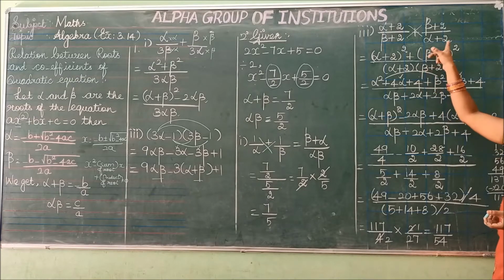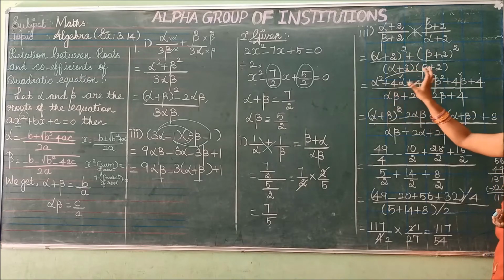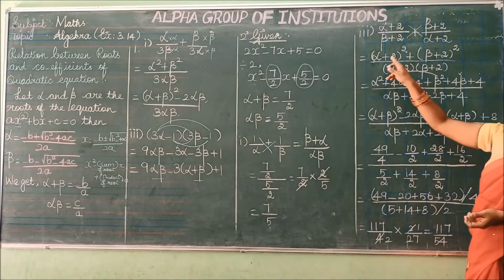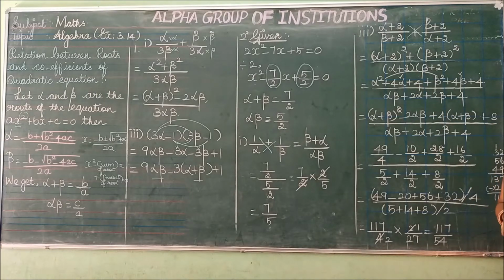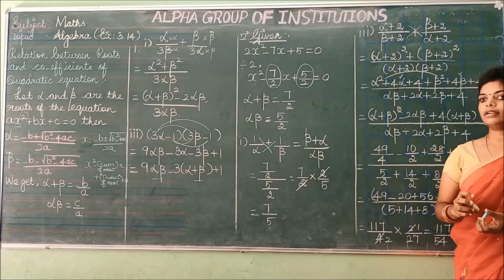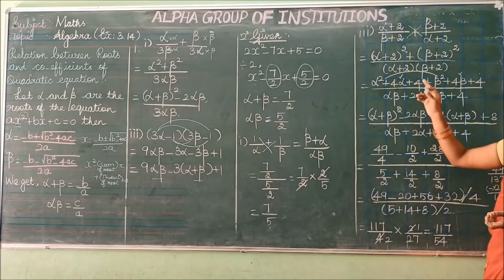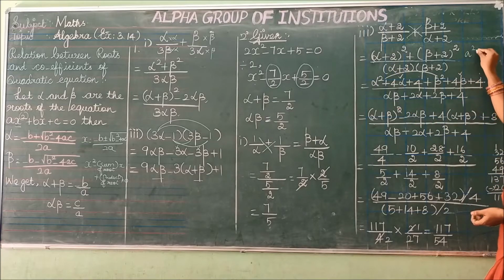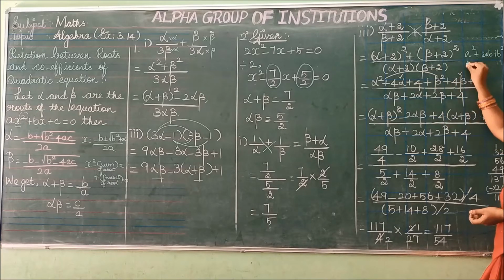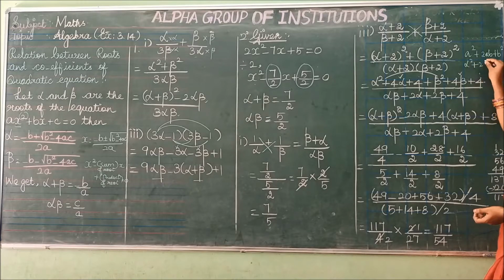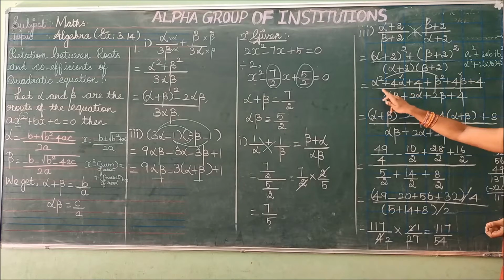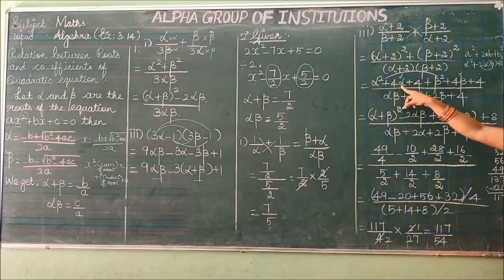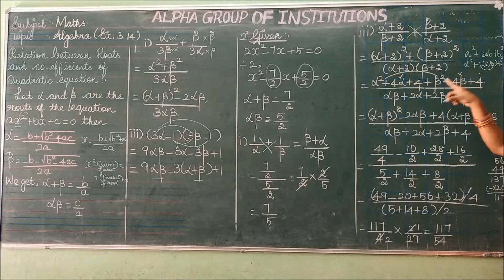Whole divided by, you can write these two terms, alpha plus 2 into beta plus 2. Then you apply the formula: a plus b whole square. A plus b whole square is what? A square plus b square plus 2ab. So here a is alpha, b is 2. So you can apply a square plus 2ab plus b square. Here a is alpha. So alpha square plus 2 into alpha into 2 plus 2 square. So this is in the form of alpha square, 2 into 2 is 4, alpha plus 2 squared is 4.